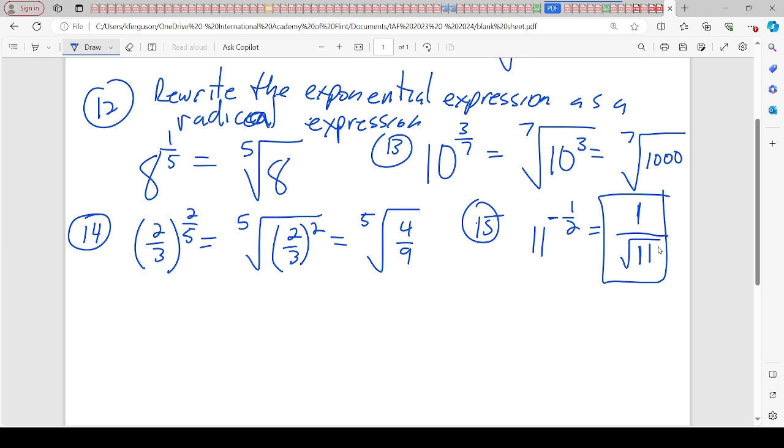But to the negative one half, it kicks it to the denominator. So the negative changes position. You can't have a radical in your denominator, but for this test, I'm not gonna say anything. You put the radical in denominator, we calling it. All right.